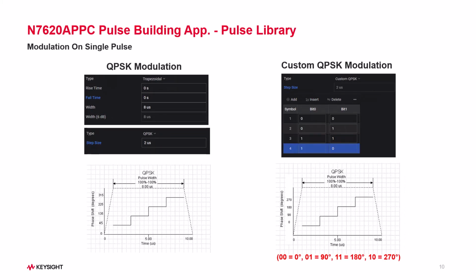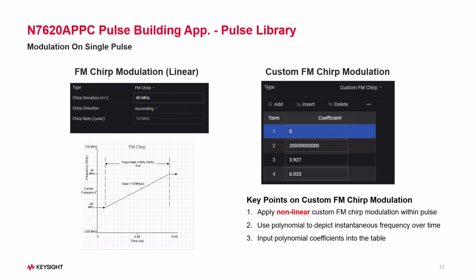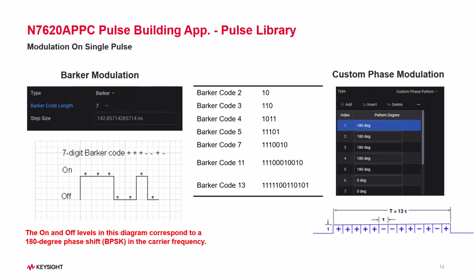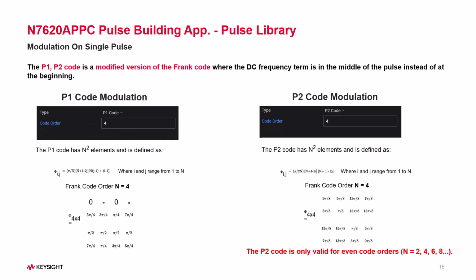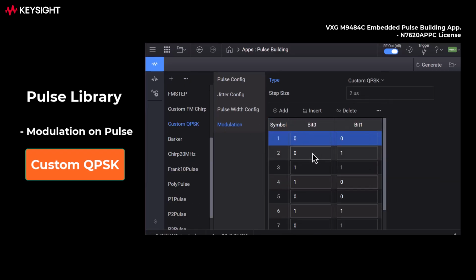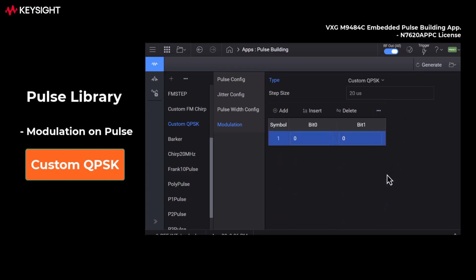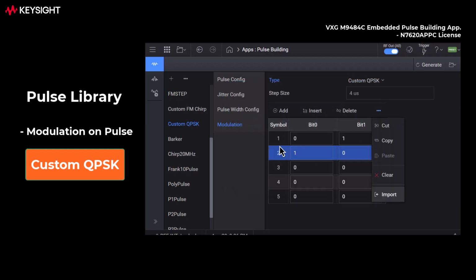Radar systems use pulse modulation like amplitude, frequency, or phase to boost detection, resolution, and resistance to interference. Popular techniques include FM-Chirp, barcode, and frame code. The Pulse Modulation app gives you a wide range of modulation types, including custom options. You can easily add, delete, or import modulation data using the GUI or a CSV file.